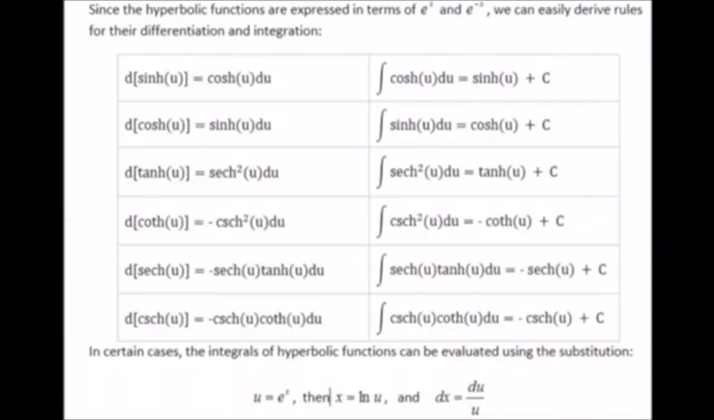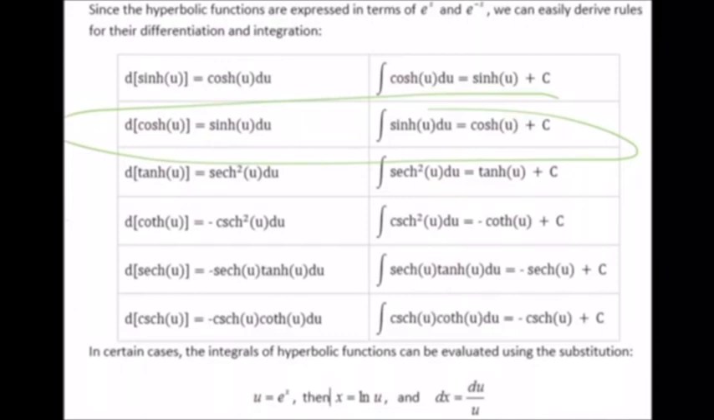So you have to take note of the signs. Say for example the second row. In differential calculus, the differential of hyperbolic cosine of u is equal to positive hyperbolic sine of u.